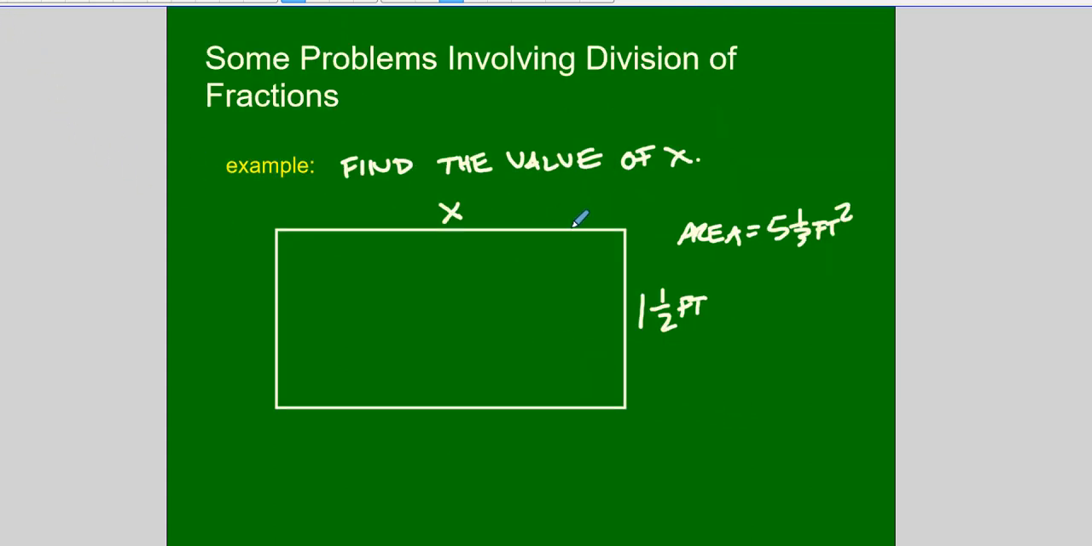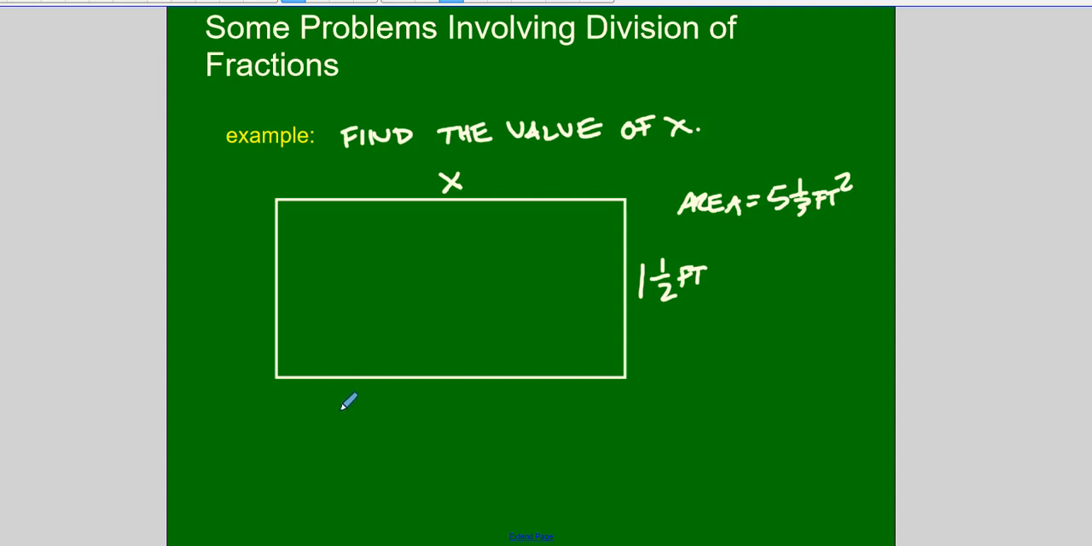So now let's look at some problems involving area and volume. So I have an unknown length here. The base of this rectangle, or the length of this rectangle, is x. The height here is 1.5 feet. The total area, which is base times height, the product of these two. So we're going to find the value of x, and we're going to use division and multiplication of fractions here.